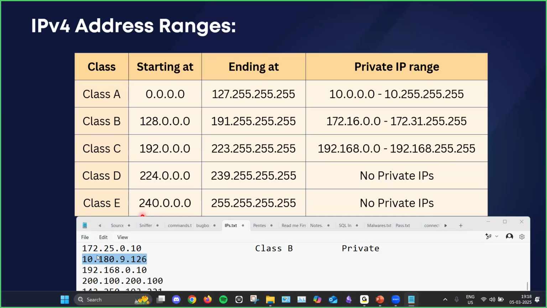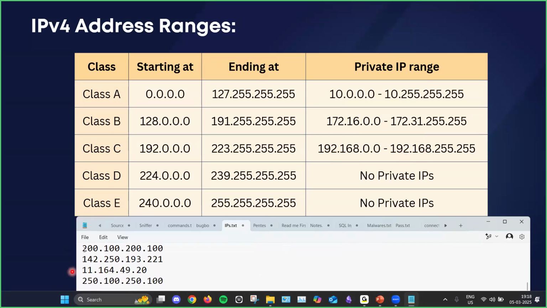10.180.9.126. Class A private. Yes, this is a class A IP because the first octet is 10. It's class A. And since it's starting with 10, it's a private IP. Okay. Next one, 192.168.0.10. 192 is class C. And since it has 192 and 168 in the first two octets, it is private as well. So anything starting with 192.168 is private.